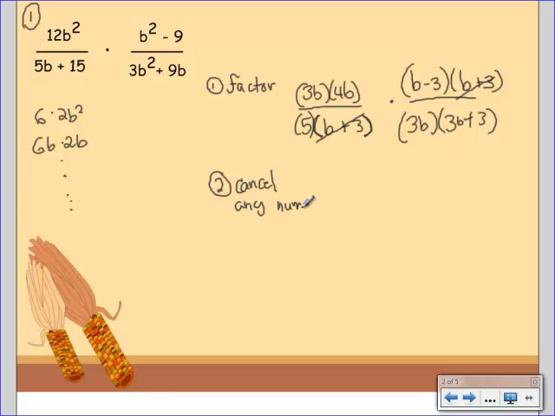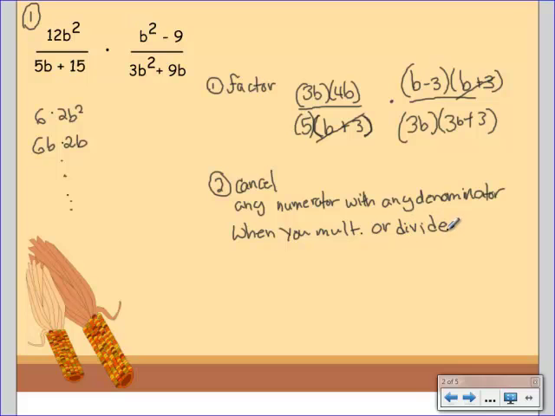Cancel any numerator with any denominator when you multiply or divide. Not when you add or subtract, and that's tomorrow's lesson.